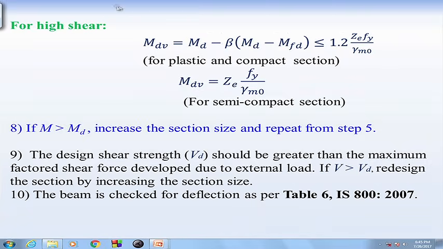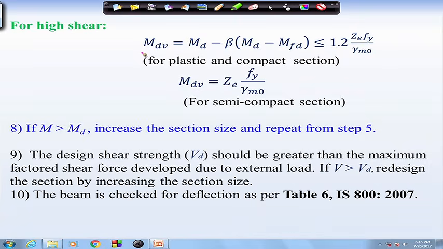For high shear, the design bending strength is calculated from this formula, where Mdv is equal to Md minus beta into Md minus Mfd, and it has to be less than or equal to 1.2 Ze Fy by gamma m0. This is for plastic and compact sections, and for a semi compact section Mdv can be calculated as Ze Fy by gamma m0. So the Mdv value for high shear can be calculated depending on the type of section from this formula.